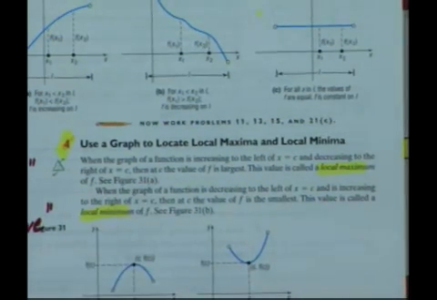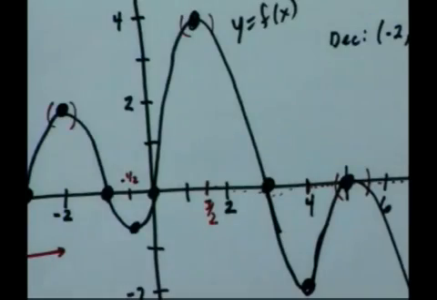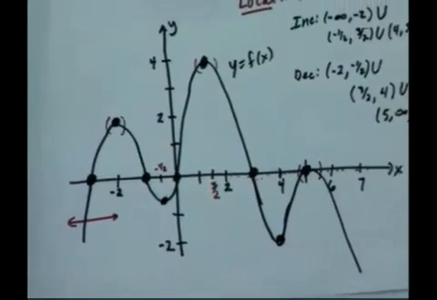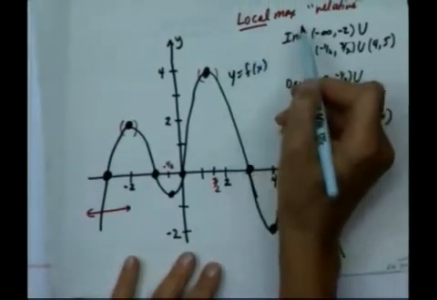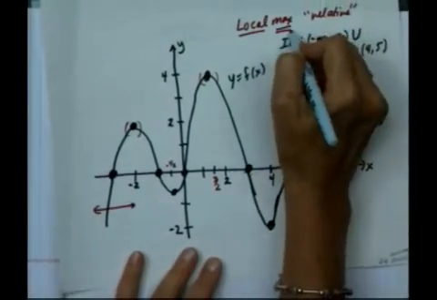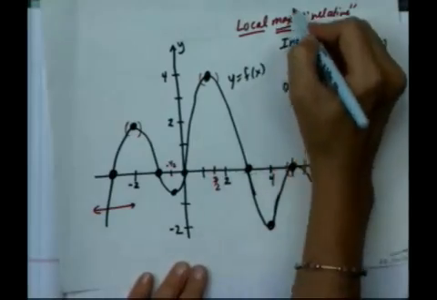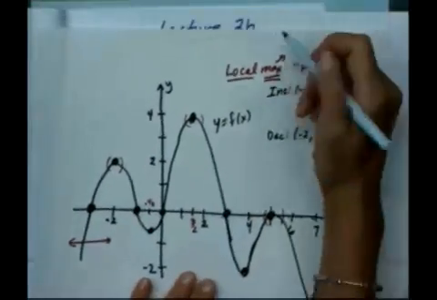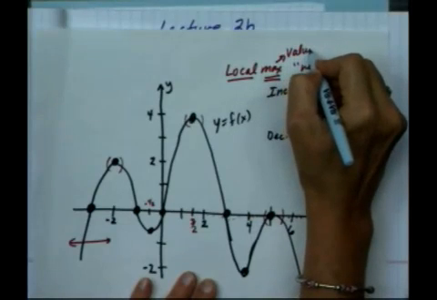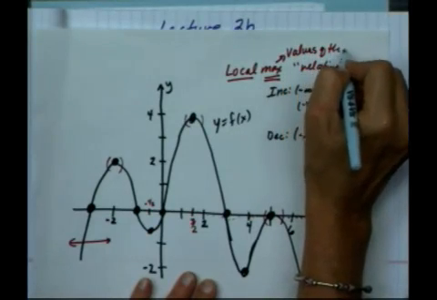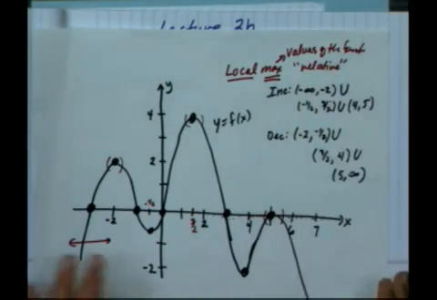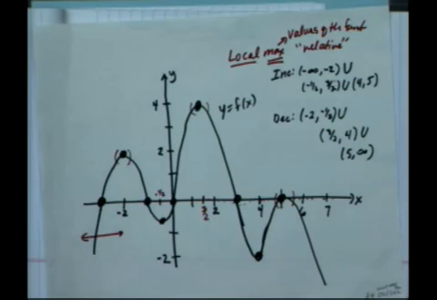Well, what I wanted to say was, generally you say, what are the relative or the local max? And it means values of the function. It asks for the values of the function. All right, we have points that are local max and mins, but when it says, what is your local maximum values?